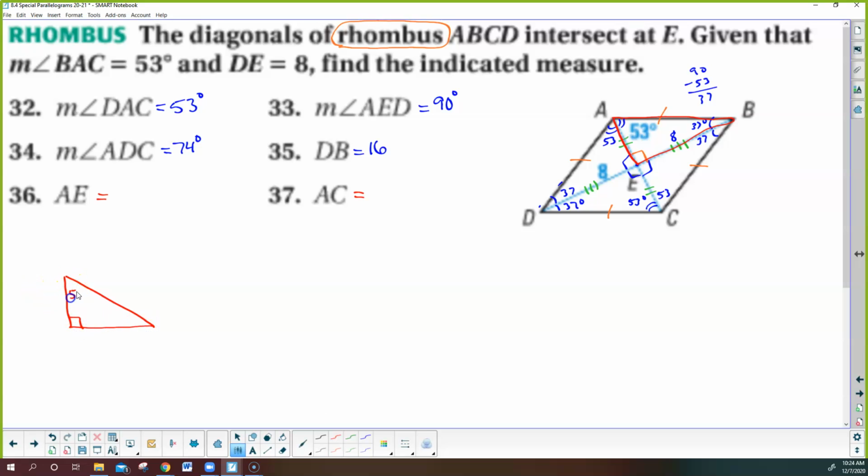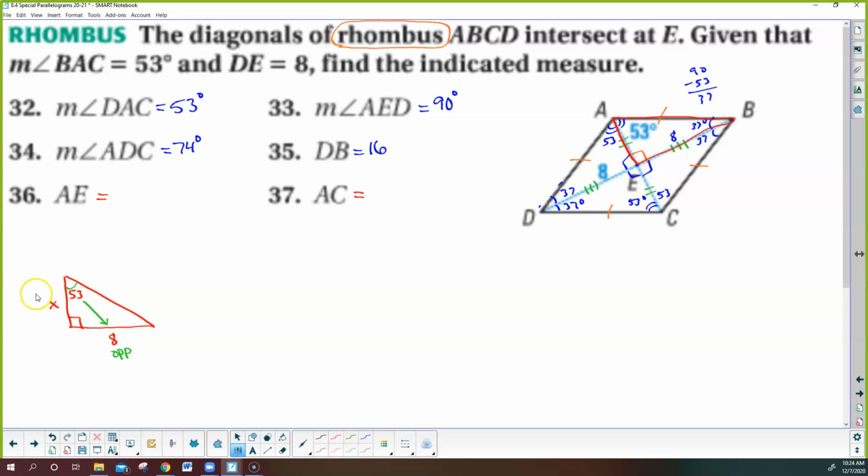And I've got 53 degrees. I know this side length is 8, and I want to find this length right here. Now I'll say this, I could use the 37 degrees as well. I want to keep it simple, so I'm going to stick with the 53 degrees that they gave me. Well, hopefully you're having fond memories of how we do this problem.